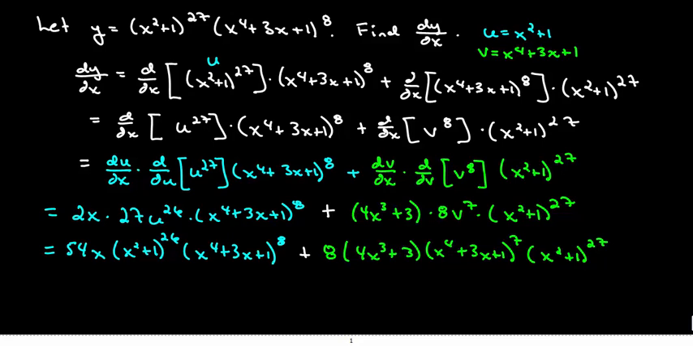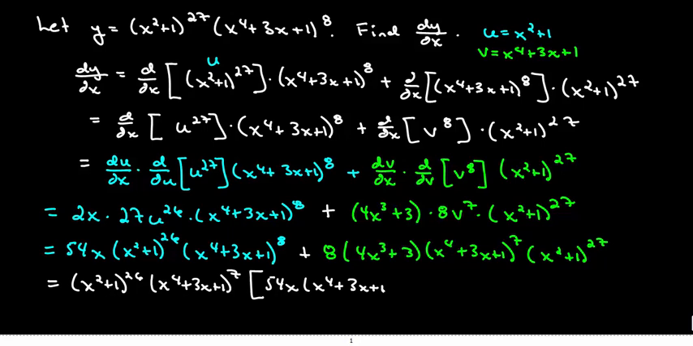And so we can go ahead and just leave it. We can leave it like that. We can factor some stuff out if you want to. We could pull out an x squared plus 1 to the 26th. So I'm getting out the GCF, and then we can get x to the 4th plus 3x plus 1 to the 7th out. And then what's left over is 54x times x to the 4th plus 3x plus 1.